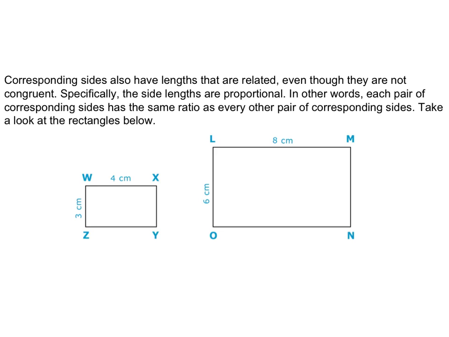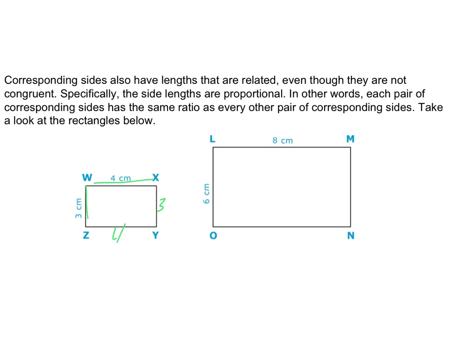Corresponding sides also have lengths that are related even though they are not congruent. Specifically, the side lengths are proportional. In other words, each pair of corresponding sides has the same ratio as every other pair of corresponding sides. Take a look at the rectangles below. So we've got one rectangle with sides 3 and 4. Now, if this side is 3, so is this. If this side is 4, so is that. That's how rectangles work.